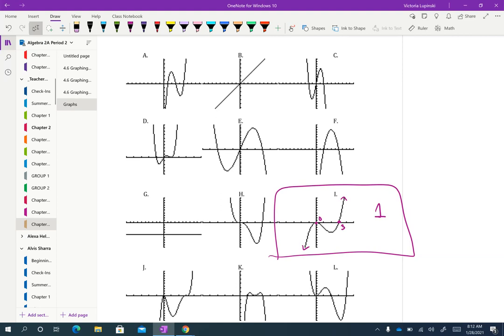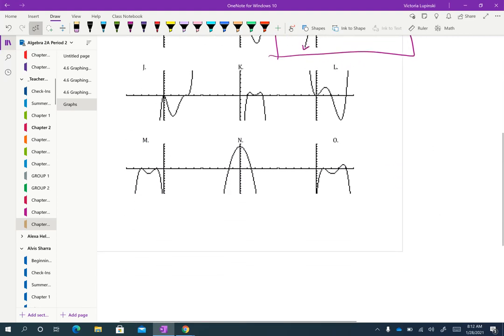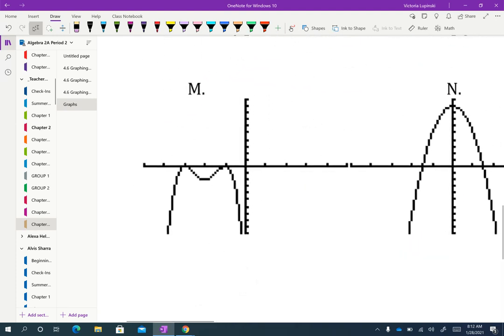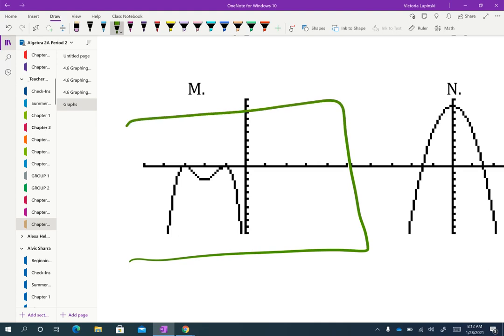If you're looking for this graph, hopefully you would agree. Oh, it's not even there. Sorry, you have to scroll down a little bit. So again, looking at all your options here, the answer is graph M. And let's make sure we understand why. So again, this is going to match up with number 3.